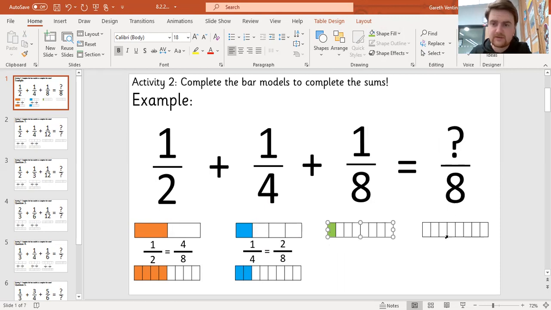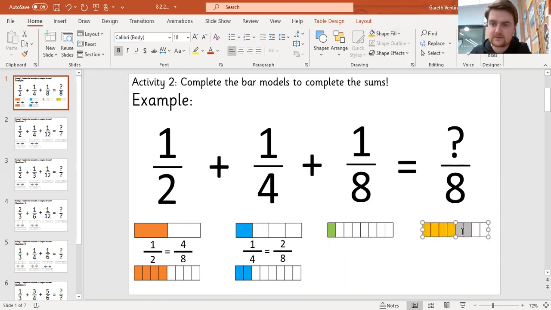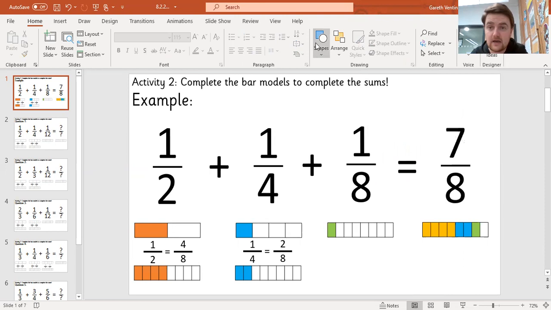So that means I need to add 4/8, add 2/8, add 1/8, and I can see that that is going to give me 7/8. Yes, I did use the same question, but it's still useful for you guys to see how it's done depending on the scaffold you have.